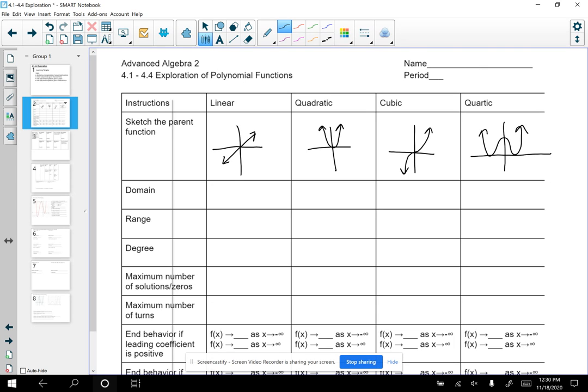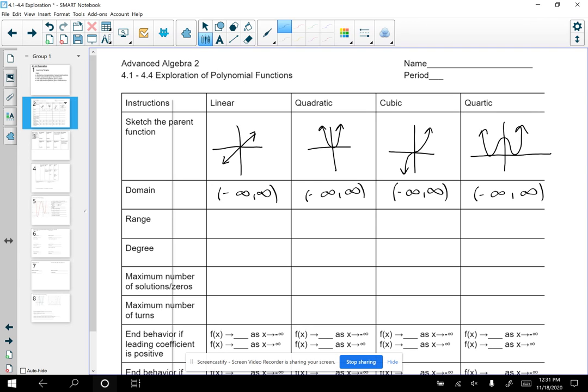Okay, then if we think, remember domain is the x values. So the domain of a linear function, the x values, is negative infinity to infinity. This is x squared, so again, negative infinity to infinity. Same thing, negative infinity to infinity. And here we also see negative infinity to infinity. So for the domain, remember those are what x values our graph is going to touch. And as we can see, all of these graphs go forever, both left and right.